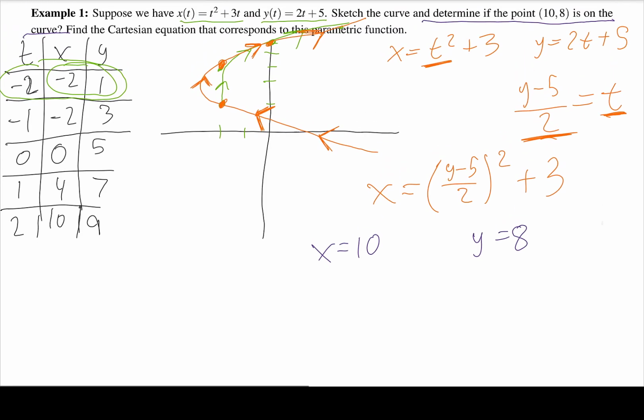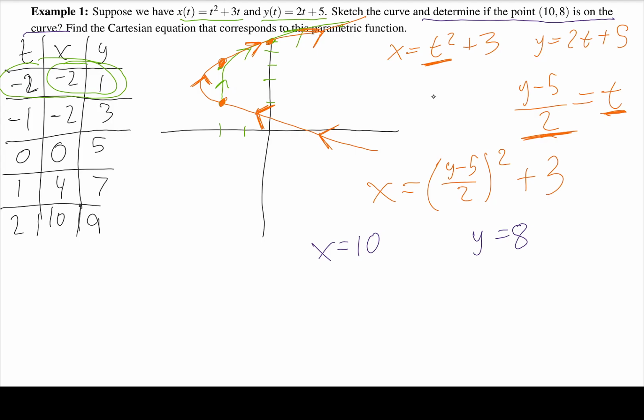That means that x is equal to 10 and y is equal to 8. Our function for y is 2t plus 5, so 2t plus 5 must be equal to 8, which gives me that t is equal to 3 halves. So if I plug t equals 3 halves into my x equation, I should get 10.